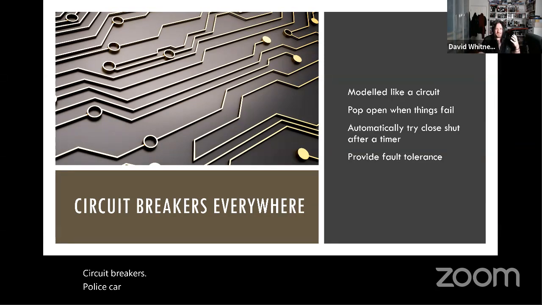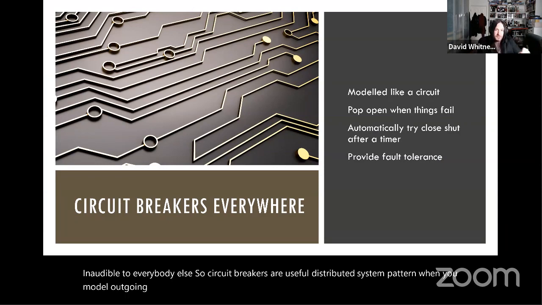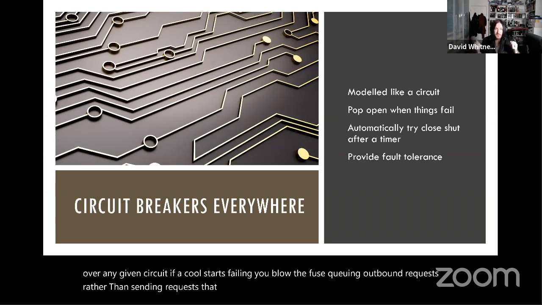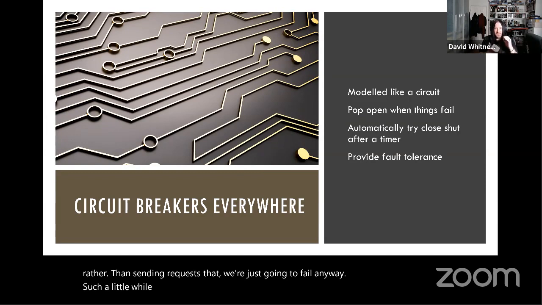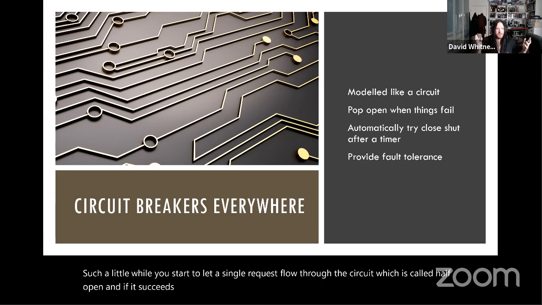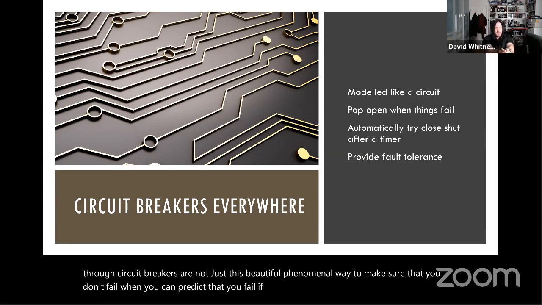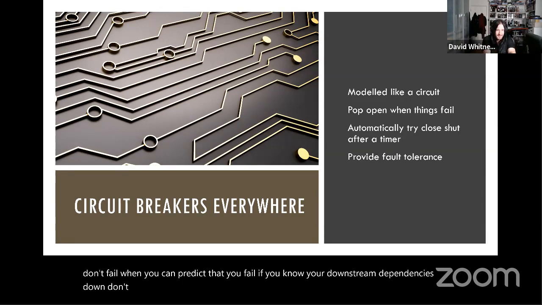So circuit breaking is a useful distributed system pattern where you model outgoing connections as if they're an electrical circuit. By measuring the success of calls over any given circuit, if a call starts failing, you blow the fuse, queuing outbound requests rather than sending requests that you know are just going to fail anyway. So after a little while, you start to let a single request flow through the circuit, which is called half open. And if it succeeds, you close the circuit again, and you let all the queued requests flow through. So circuit breakers are just this beautiful, phenomenal way to make sure that you don't fail when you can predict that you fail. So if you know your downstream dependency is down, don't call it. It's a really bad idea. Things are going to crash.